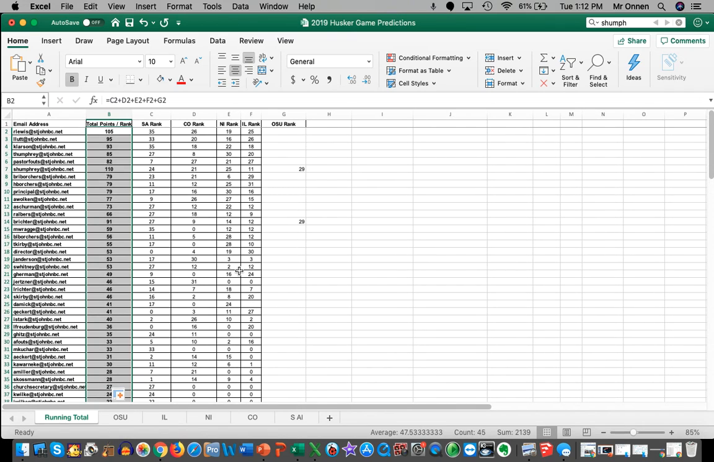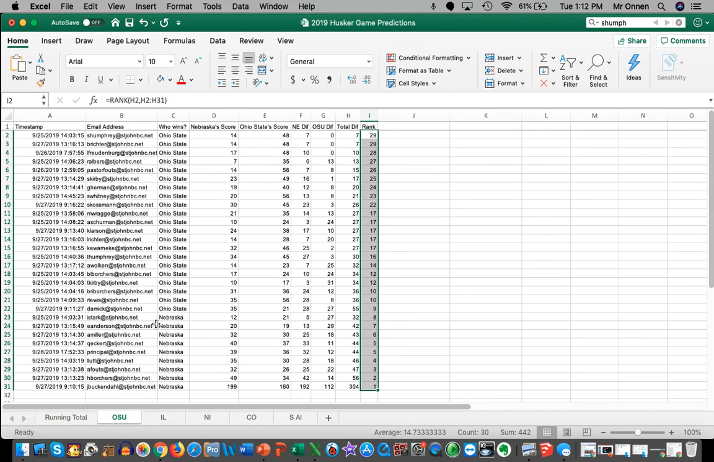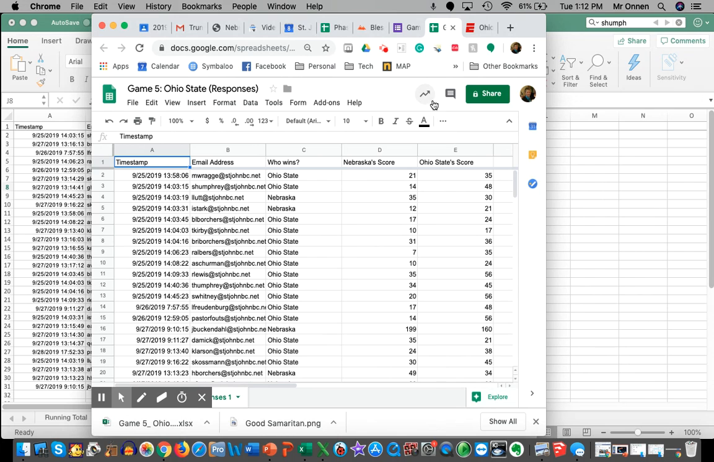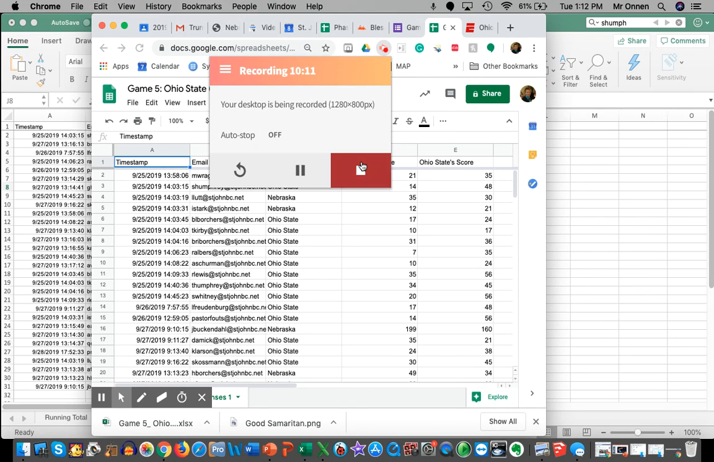For now, all you have to do is make sure that you put the OSU tab inside of this Husker game predictions. Make sure it looks exactly like mine. Save it, hand it in, and you are done. Ta-da! You have the first part of learning the data sort function. That's all.